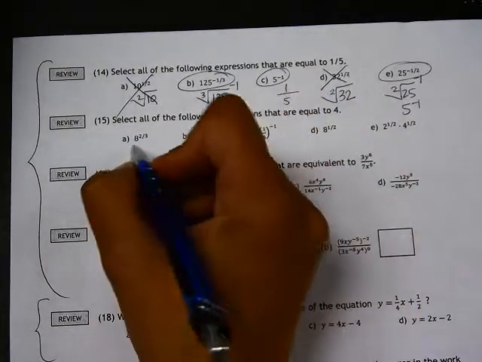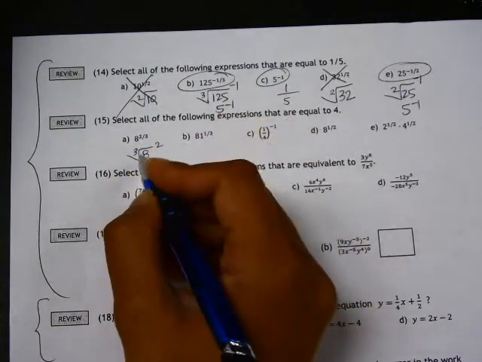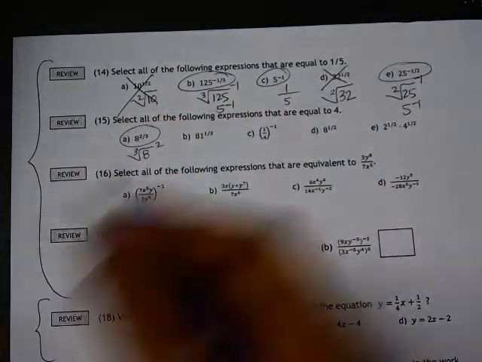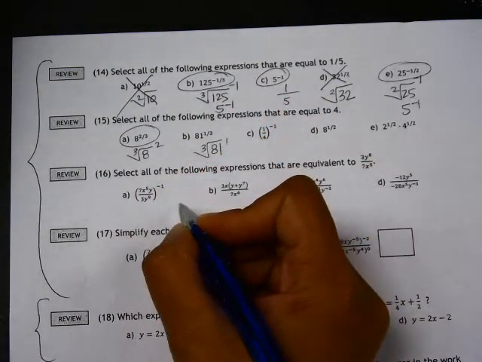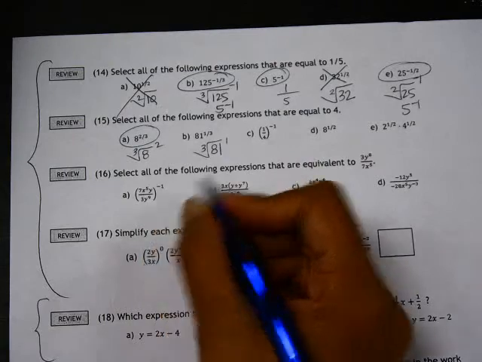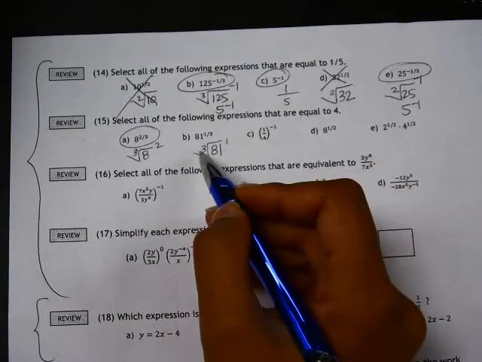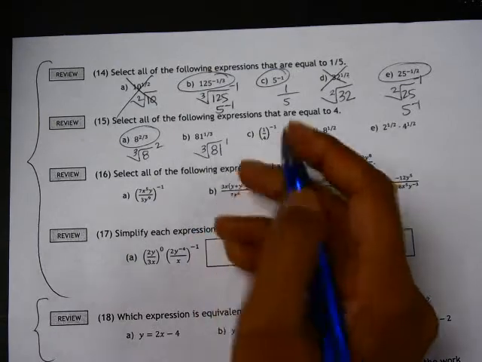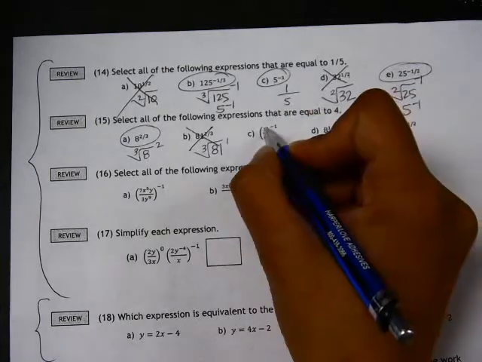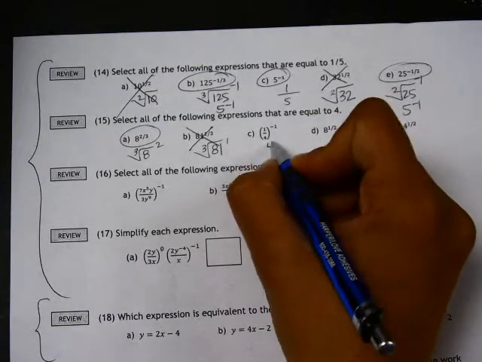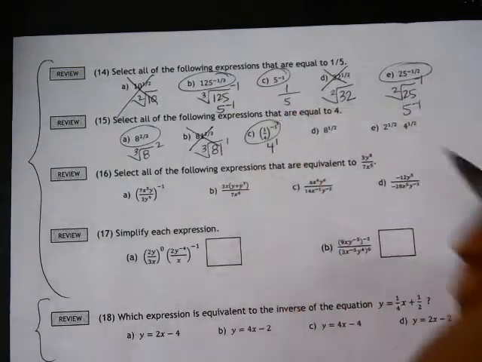So same idea, evaluate each one. Cube root of 8 squared is 2 squared, that's equal to 4. This is the cube root of 81 to the first power. Cube root of 81 is not equal to 4 because 4 cubed is 64, not 81. 1/4 to the negative 1, so I need to switch the numerator and the denominator, so that becomes 4, and then to the first power, that is equal to 4.